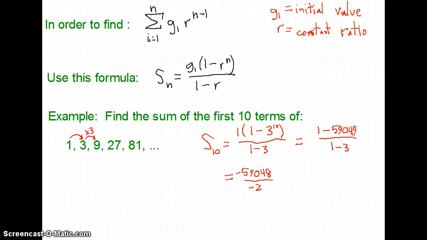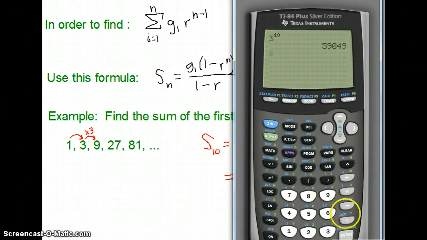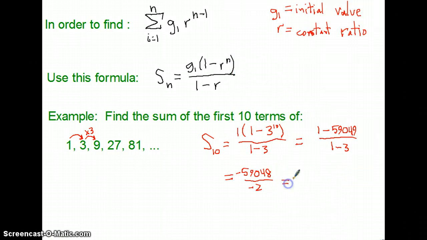Go back to the calculator. Minus 1 divided by 2. And this is the same thing because now everything's just positive. 29,524. Great, because I really didn't want to have to find all those things and add them up.